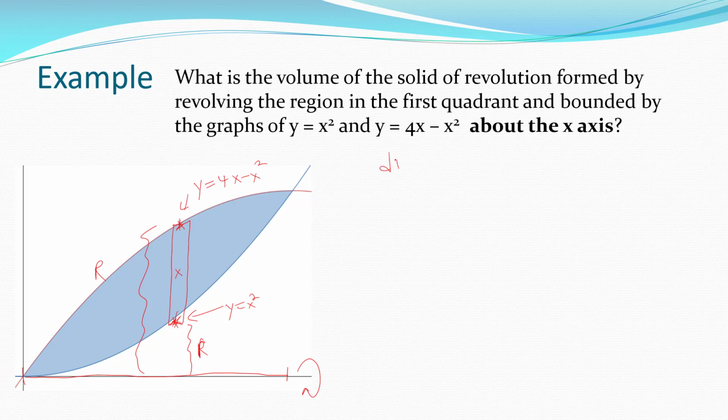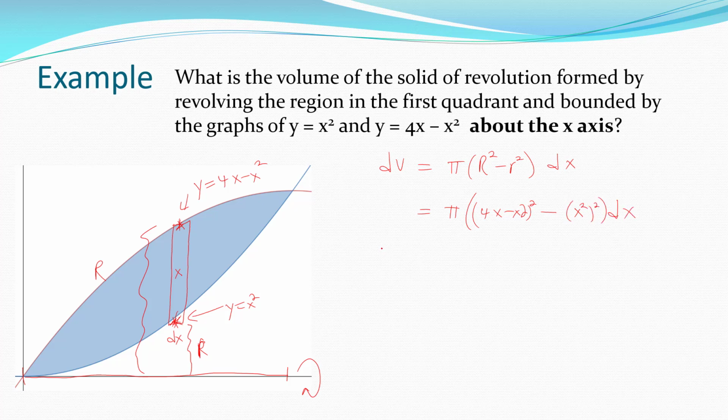So my small volume should then be equal to pi, I take the big radius squared minus the little radius squared, times dx, because there's a thickness of dx here, a small change in that x. So the outer radius is easy. It's just 4x minus x squared minus 0. That's the distance between those y values. So that's pi times, I will then have a 4x minus x squared, oh boy, that was terrible, 4x minus x squared squared minus the little radius, which is just x squared, and that's times dx.